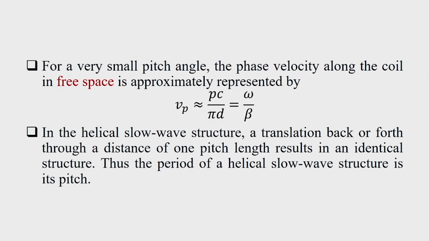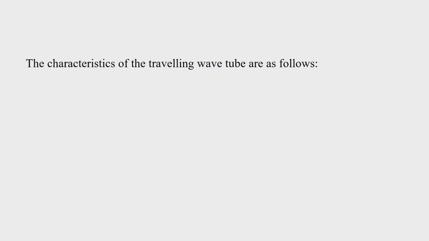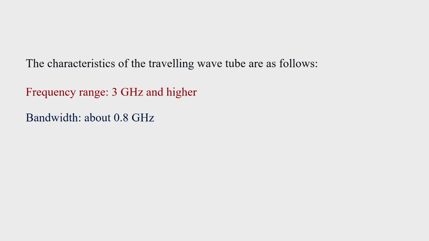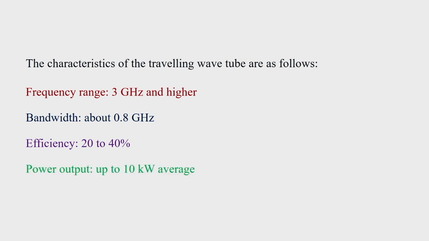In the helical slow wave structure, a translation back or forth through a distance of one pitch length results in an identical structure, and thus the period of a helical slow wave structure is its pitch. The characteristics of the travelling wave tubes are: it is usually operated in the frequency range 3 gigahertz and higher. Bandwidth is about 0.8 gigahertz. So, this is a huge bandwidth. Efficiency 20 to 40%, and power output up to 10 kilowatt average, and power gain up to 60 dB.